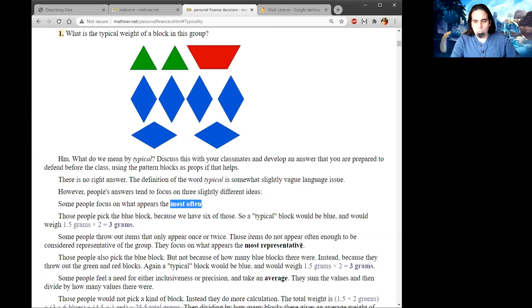Other people will look the other direction and say most representative. It's not that the blue happens the most, it's that there just aren't enough of the greens or reds for them to really be present. They don't show up enough to be in the big picture. So we'll pick blue, but for the other reason.